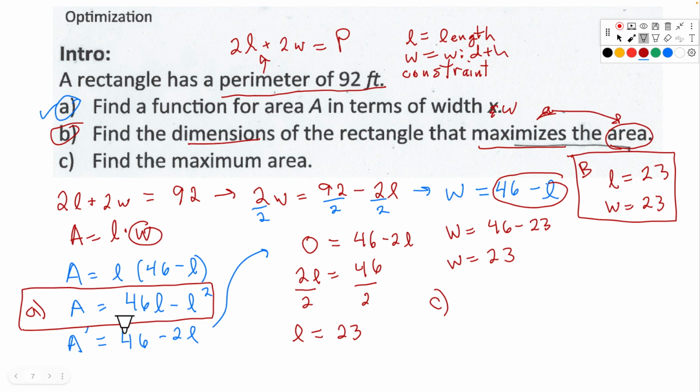Go back to the A part. Well, actually we could go back before the A part. Here's our area, length times width, since we have those. So area is equal to 23 times 23.